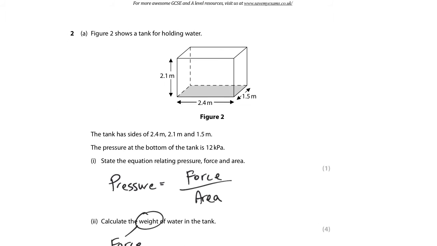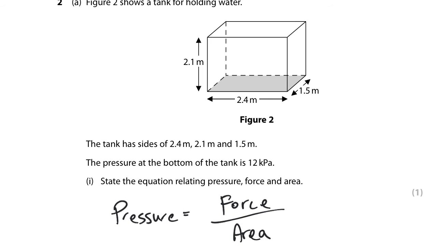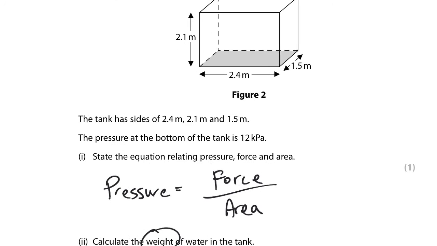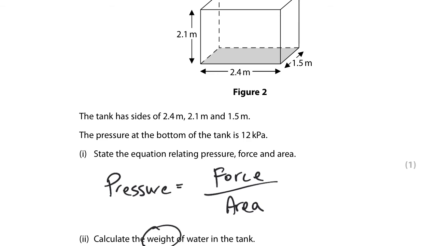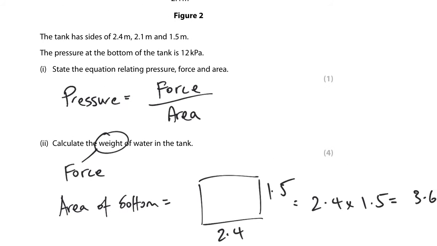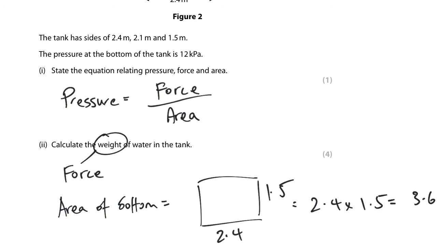Figure 2 shows a tank for holding water. The tank has sides of 2.4, 2.1 and 1.5 meters. We need to be very careful here of which of those we look at. They've given me a little clue so far. The pressure at the bottom of the tank is 12 kPa, so I've written that on there, and I'm looking at that shaded area. First thing is state an equation relating pressure, force and area. Well, pressure is force over area, and I've used all 3 of those variables, so I've got that one correct.